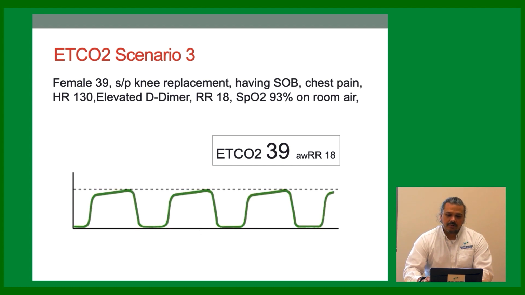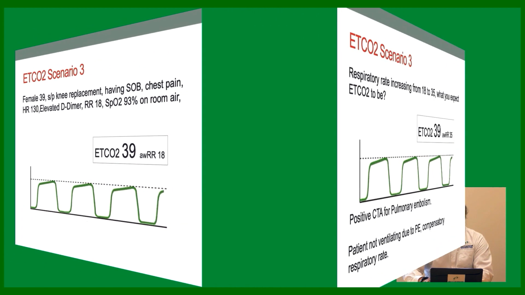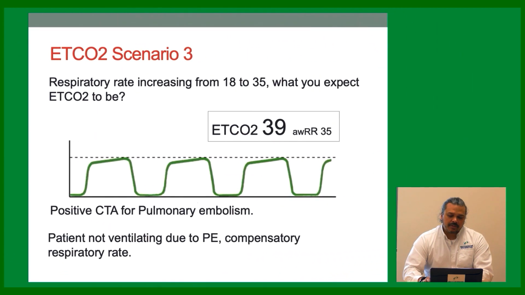So we check the end-tidal and it's the same. Positive CTA for pulmonary embolism. What's going on is this patient is trying to compensate, but they're not ventilating. They're trying to blow off the CO2 by breathing faster, but the clot is not letting the lungs participate in gas exchange. So we'll have kind of the same CO2. It's a compensatory respiratory rate, and it's one of the many things that we can look at when we're diagnosing a PE.